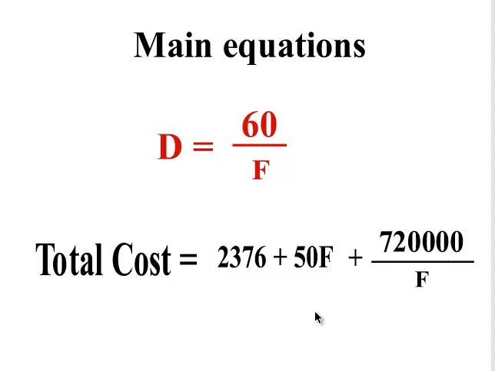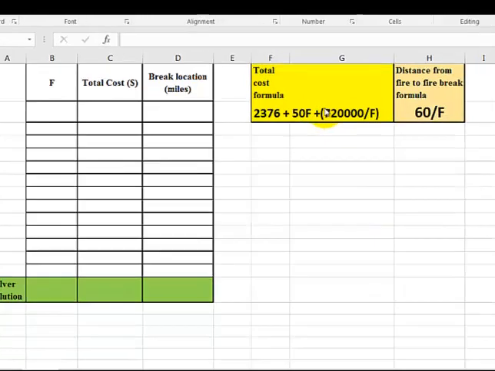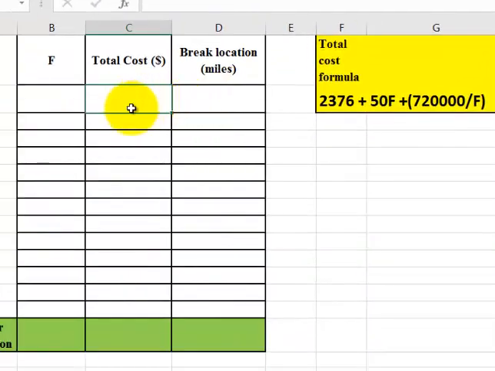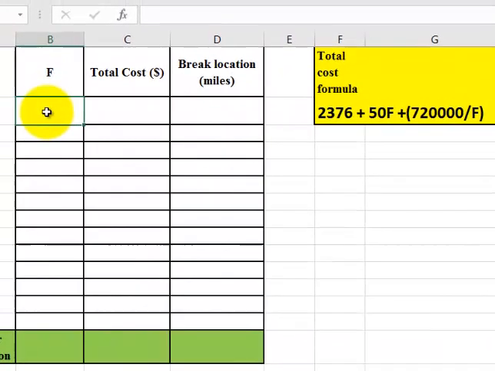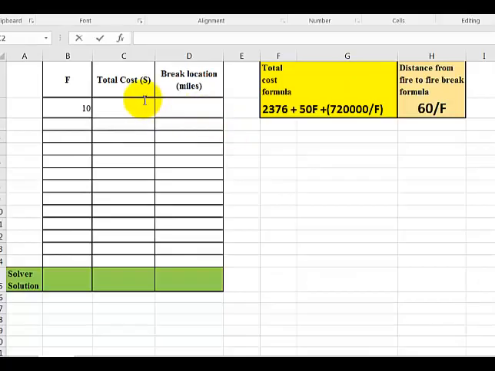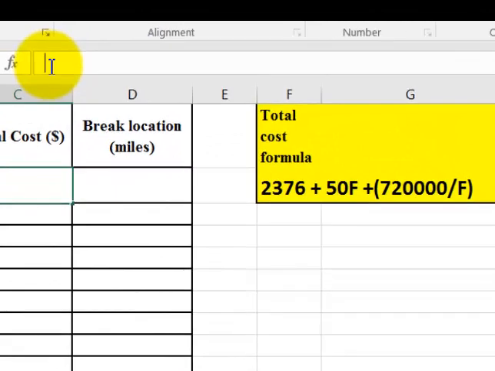So, but now let's go to our Excel. You'll notice I put down a total cost formula here just so I can type it in. So I'm going to type that formula into this cell, but before I do that, I'm going to put a value into this F so I don't get an error. I'm just going to pretend that we're going to start with 10 firefighters. All right, carefully click that cell, type in equals, and then go to town.